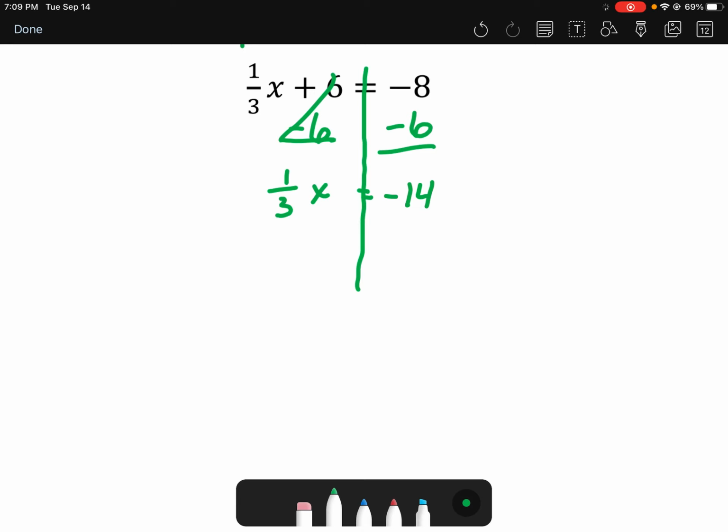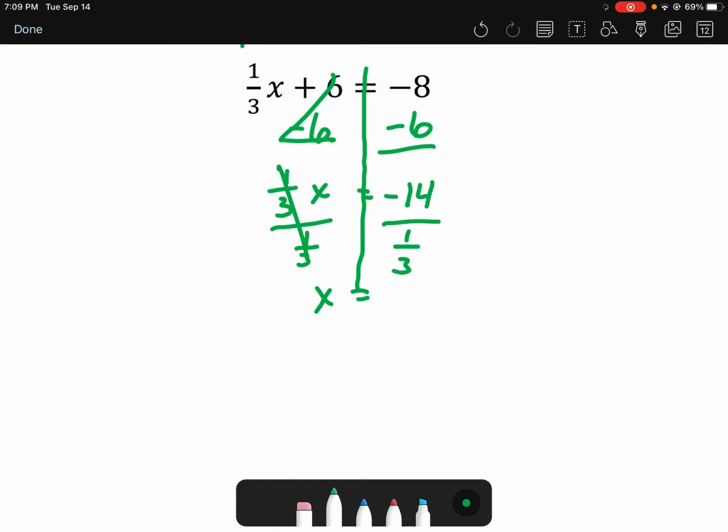All right. I have 1/3 x is equal to negative 14. I'm multiplying that 1/3 and the x. So to get rid of it, I can just divide by 1/3. That cancels these two out over here, leaving me x by itself.